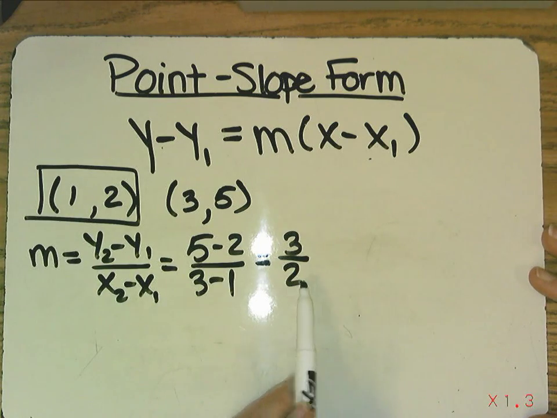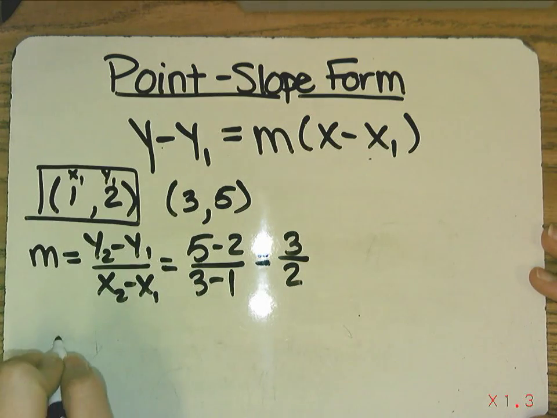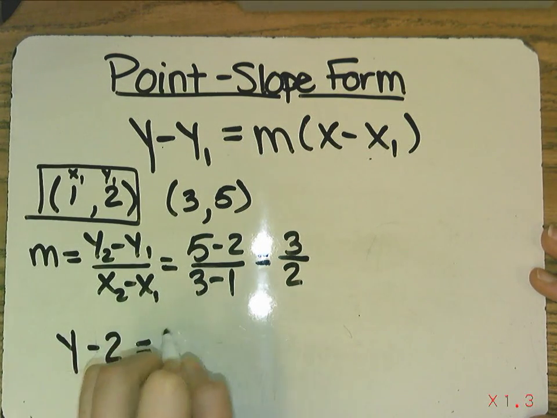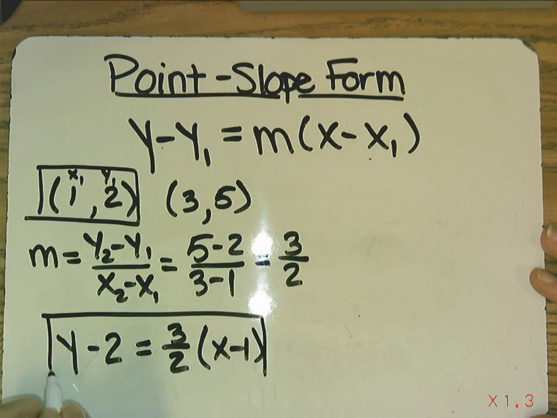So now I have an m and I have an x1 and a y1. So I'm going to plug that information into my equation. I'll have y minus 2 equals 3/2 times x minus 1. And that would be my equation.